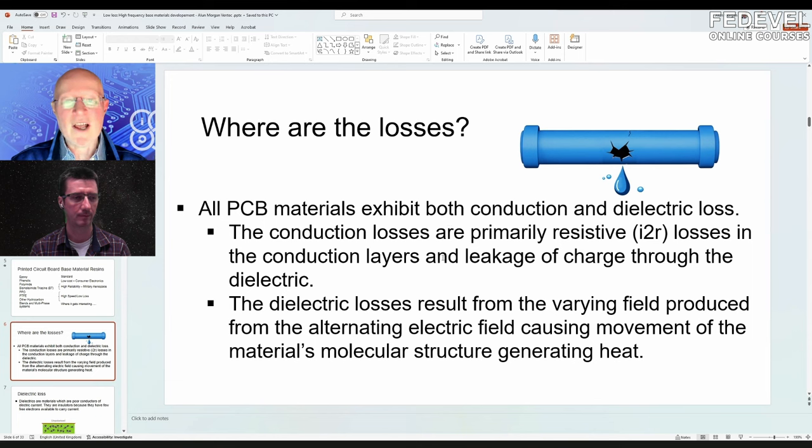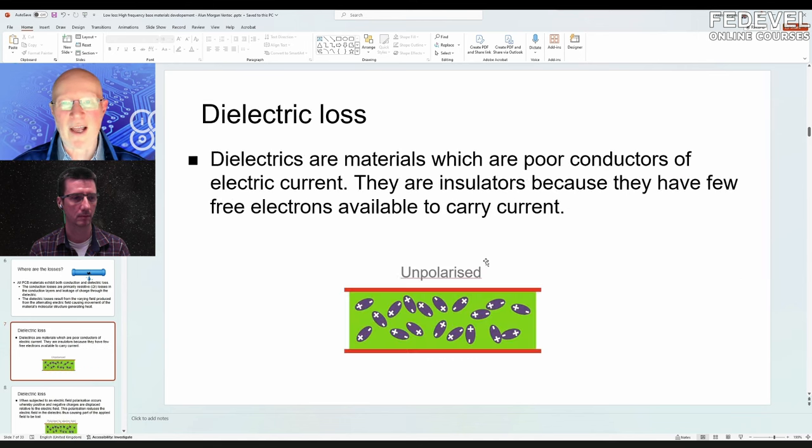But if we look at the dielectric itself, the insulator part, we also have losses, and this is caused by the varying field produced by the alternating current. I can just show an example of how that looks here. These materials we use are poor conductors. That's the idea, we want them to be insulating. They're insulators because they carry very few electrons.